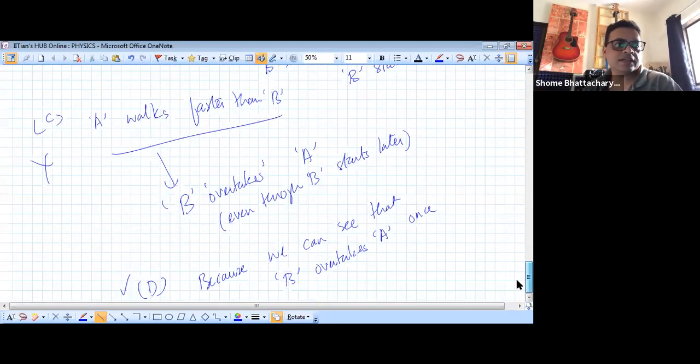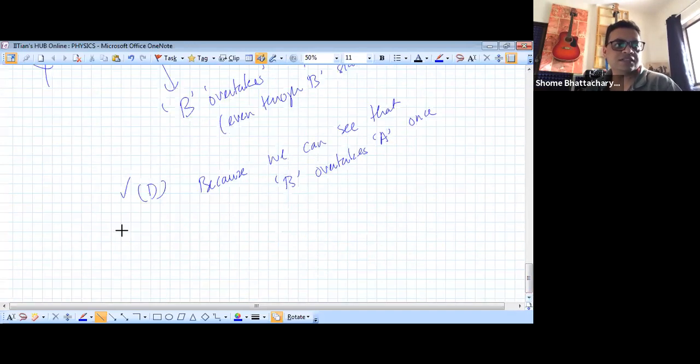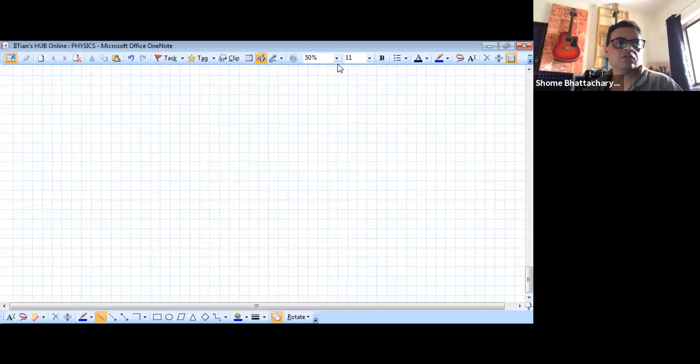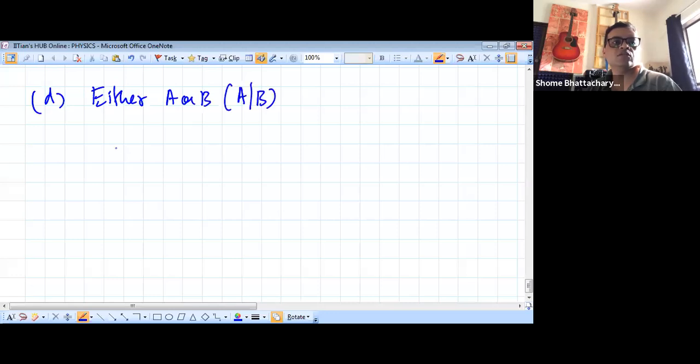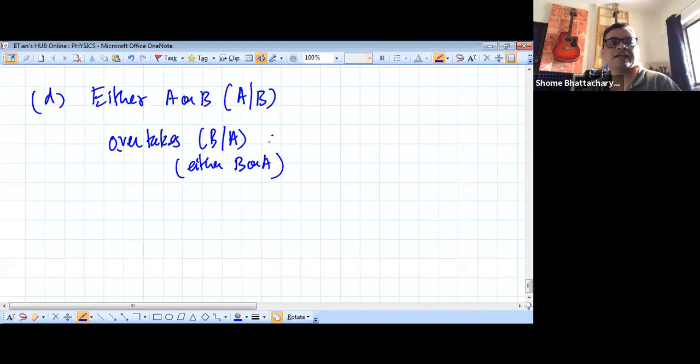So option D, देखो क्या कह रहा है, that option D is a very tricky statement. Okay. Option D, what it means to say is that either A or B, this is the meaning of A slash B, okay, overtakes B or A, that is either B or A at 1 or 2 times. Okay, so this is a very tricky statement.